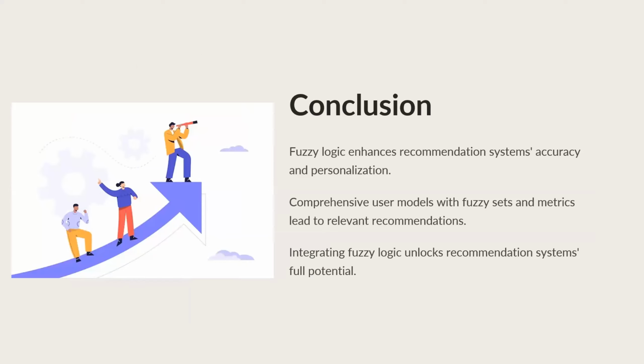In conclusion, fuzzy logic offers a powerful framework for enhancing recommendation systems' accuracy and personalization. By incorporating fuzzy sets, membership functions, and fuzzy distance metrics, we can create more accurate and comprehensive user models, leading to more relevant and personalized recommendations. As recommendation systems continue to evolve, integrating fuzzy logic will be key to unlocking their full potential in providing users with the best possible experience.